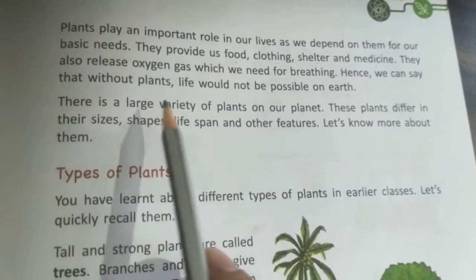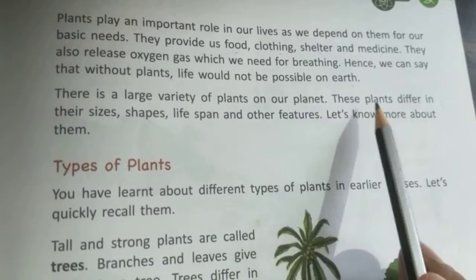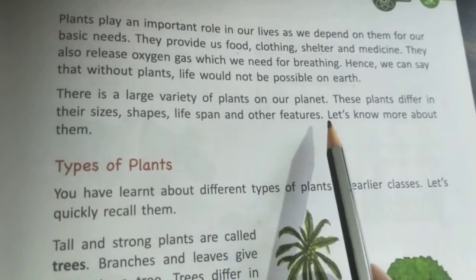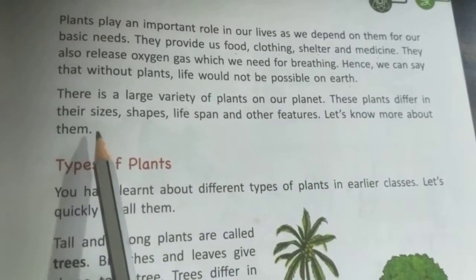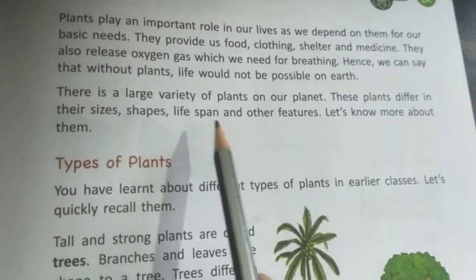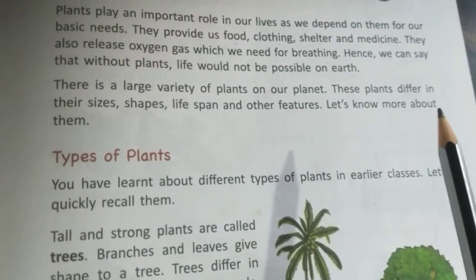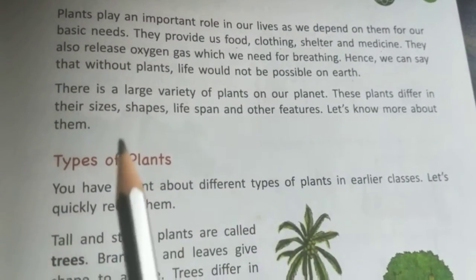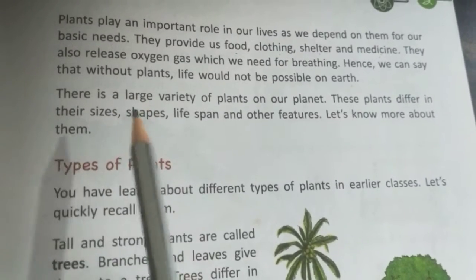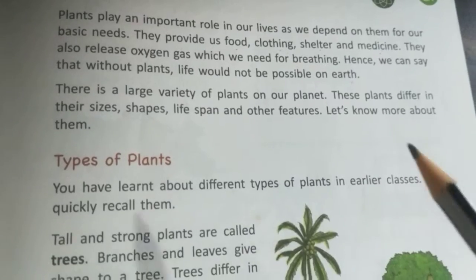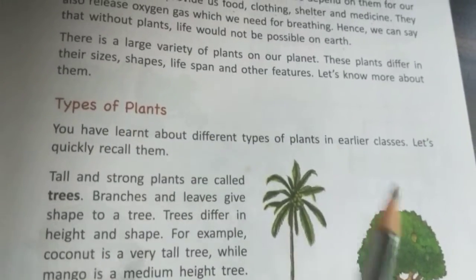There is a large variety of plants on our planet. These plants differ in their sizes, shapes, lifespan, and other features. Let's know more about them. So there is a very large variety of plants on our planet. These plants are differentiated in sizes, shapes, lifespan, and other features. We will know about some of them in this chapter.